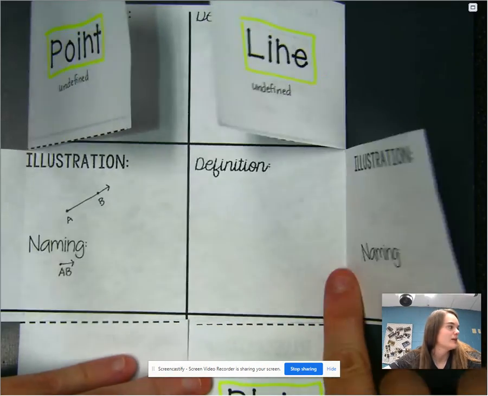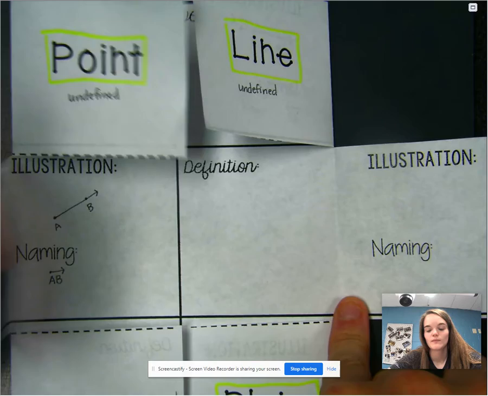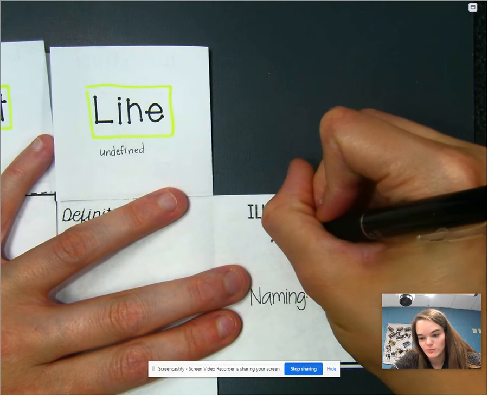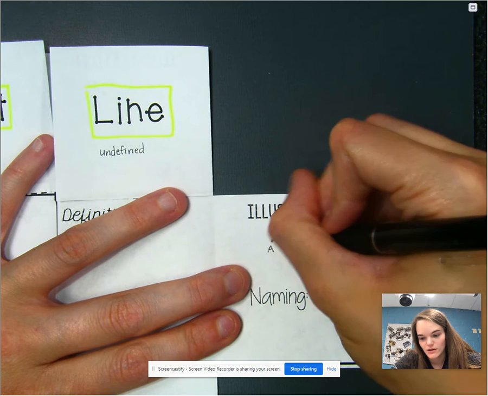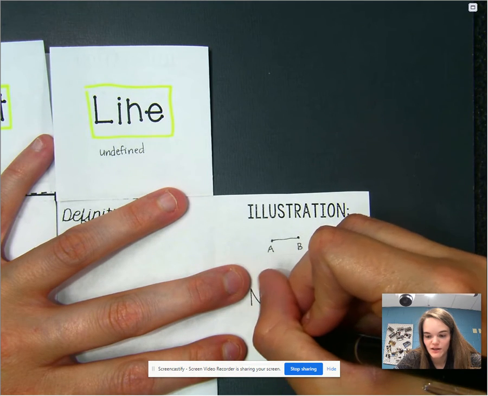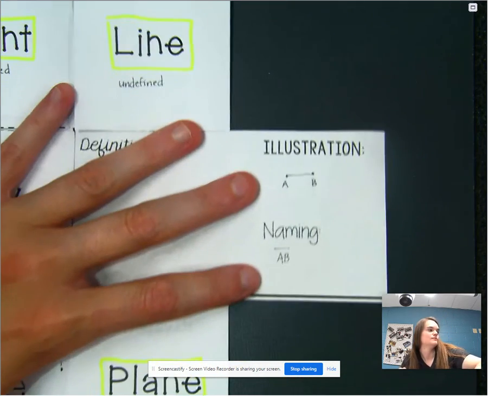Okay. Line segment. A line segment is a portion of a line with two endpoints. A, B. Again, to name a segment, you have AB with a segment over the top of it, AB.